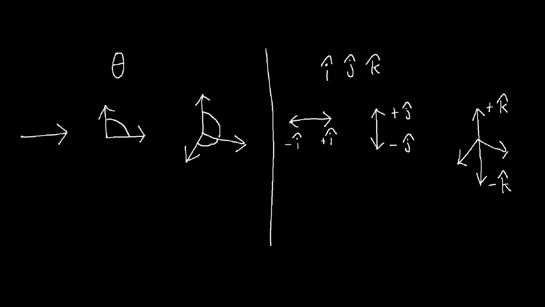When we use vector notation to describe a vector, we do it as an equation. For example, our vector is equal to I plus J plus K.